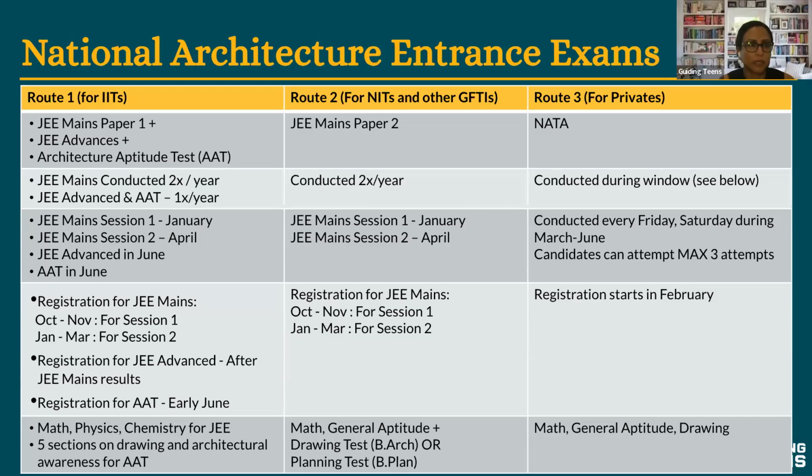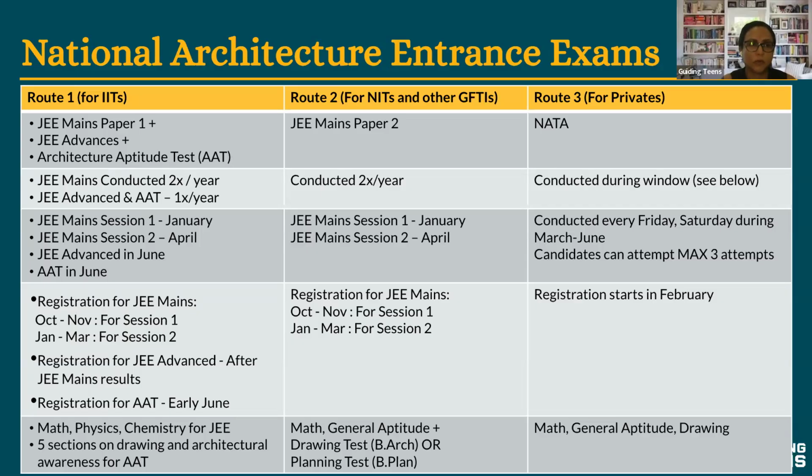Now, for architecture, there are basically three routes, right? So IIT architecture is its own beast, and really it is a beast because not only do you have to clear JEE Mains paper one, which is, so JEE Mains has paper one, which is for engineering, and paper two, which is for architecture. So for the IITs, there are three IITs that offer architecture. There's Kharagpur, IIT BHU, and Roorkee. Not Roorkee. Sorry, I'm blanking out. There are three of them, and you have to do JEE Mains, qualify for JEE Advanced, and also then take the architecture aptitude test. And so the details are laid out in this table.